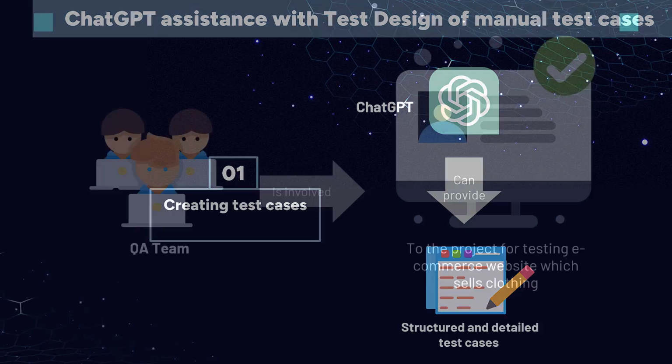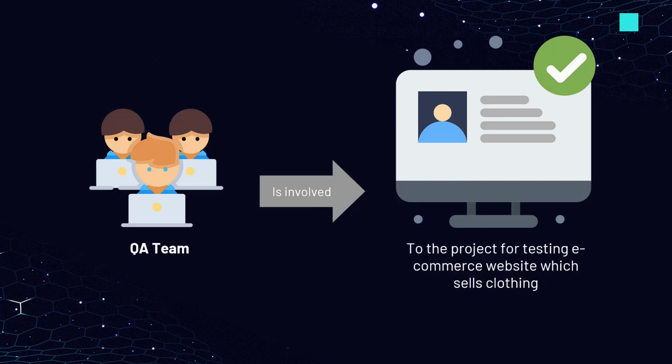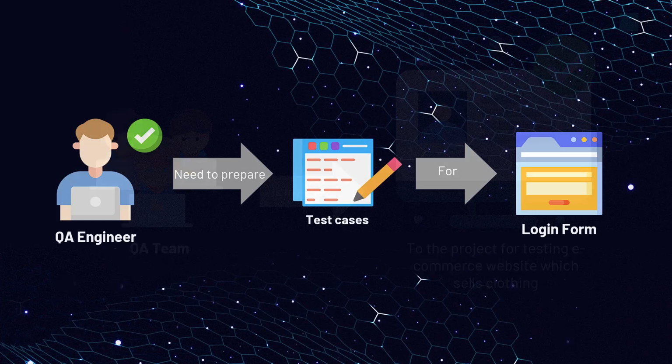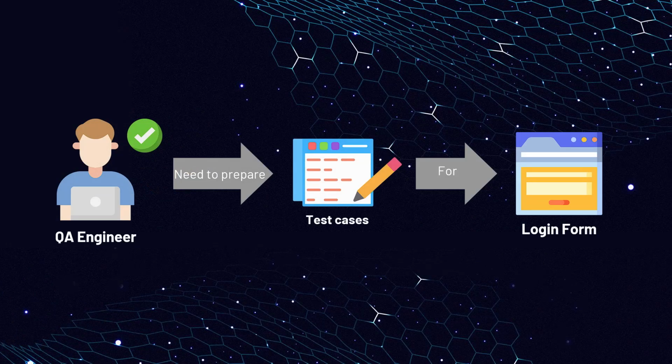Let's consider the example of such process. Imagine that the QA team is involved in the project for testing an e-commerce website which sells clothing. The project is at the development stage, and the next component that is almost developed and will be ready for testing soon is the login flow. Thus, the QA engineer needs to prepare the corresponding test cases in order to test these components and ensure the quality of testing.